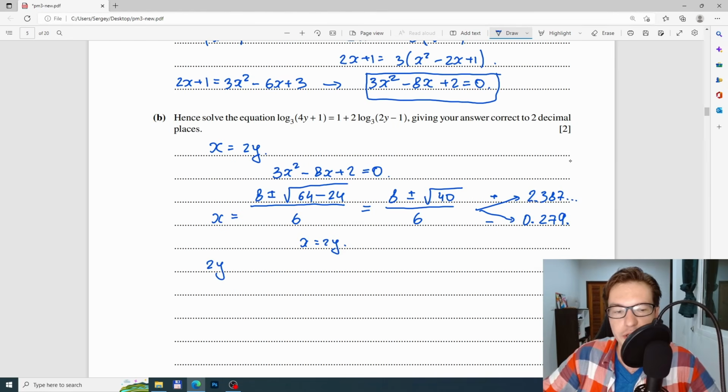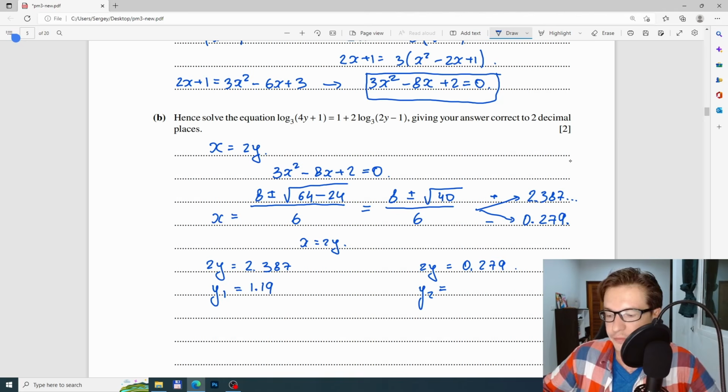Now, I will have to divide both values by 2, because x equals 2y. So first, 2y equals 2.387, or 2y equals 0.279. Okay, divide by 2, and we'll get y1 equals 1.19, and y2 equals 0.139.